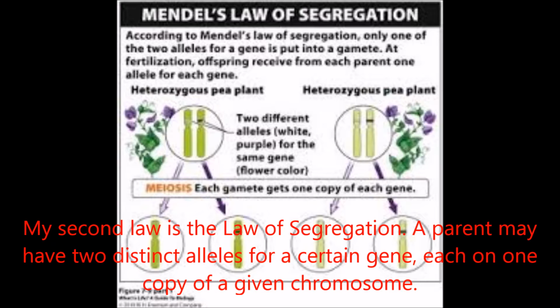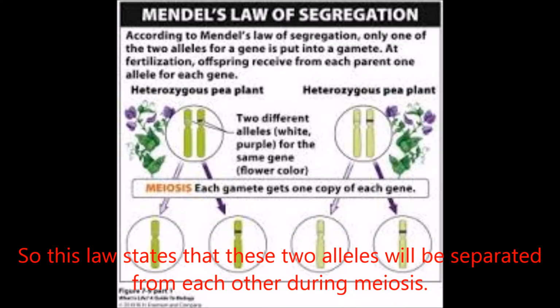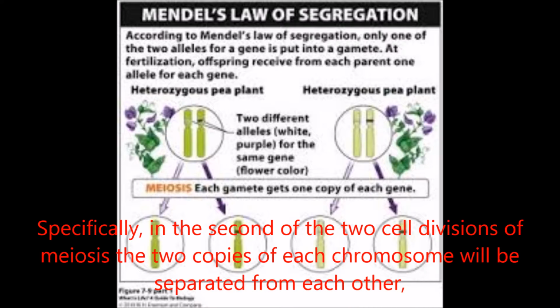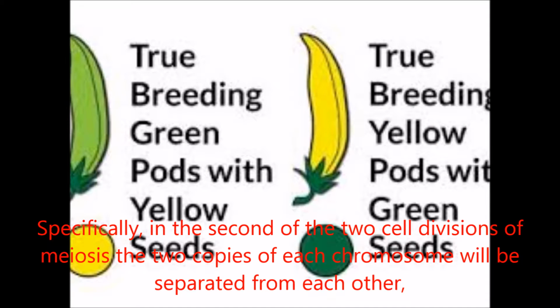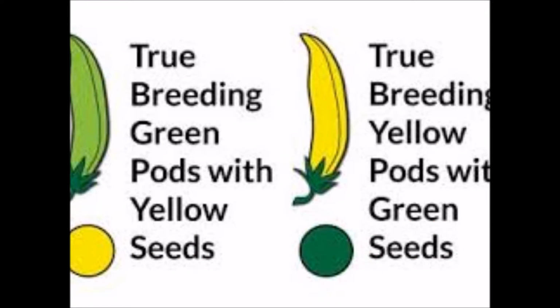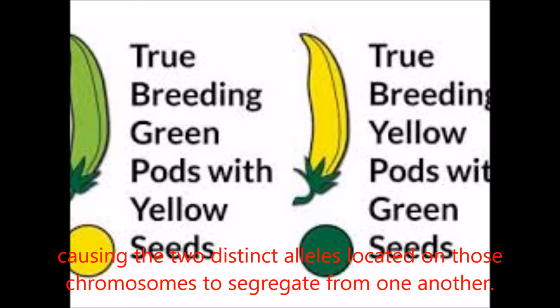My second law is the law of segregation. A parent may have 2 distinct alleles for a certain gene, each on 1 copy of a given chromosome. This law states that these 2 alleles will be separated from each other during meiosis. Specifically, in the second of the 2 cell divisions of meiosis, the 2 copies of each chromosome will be separated from each other, causing the 2 distinct alleles located on those chromosomes to segregate from one another.